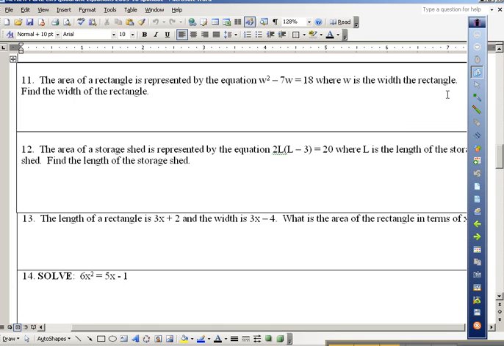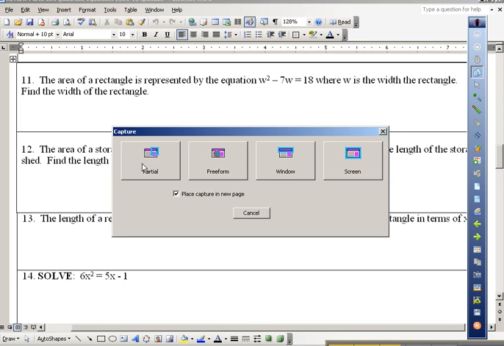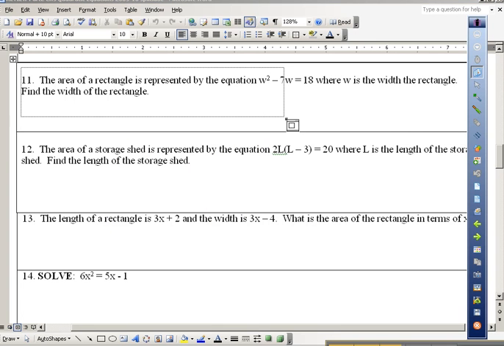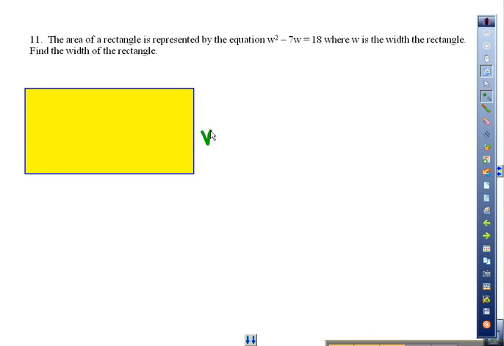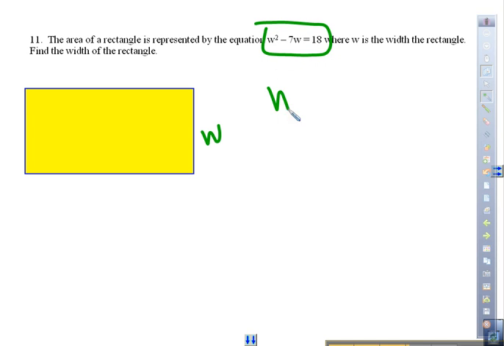The area of a rectangle is represented by the equation w squared minus 7w equals 18, where w is the width of the rectangle. Find the width of the rectangle. We're trying to find the width. It is quadratic, so what's my first step here? Okay, put it in standard form. w squared minus 7w minus 18 equals 0.